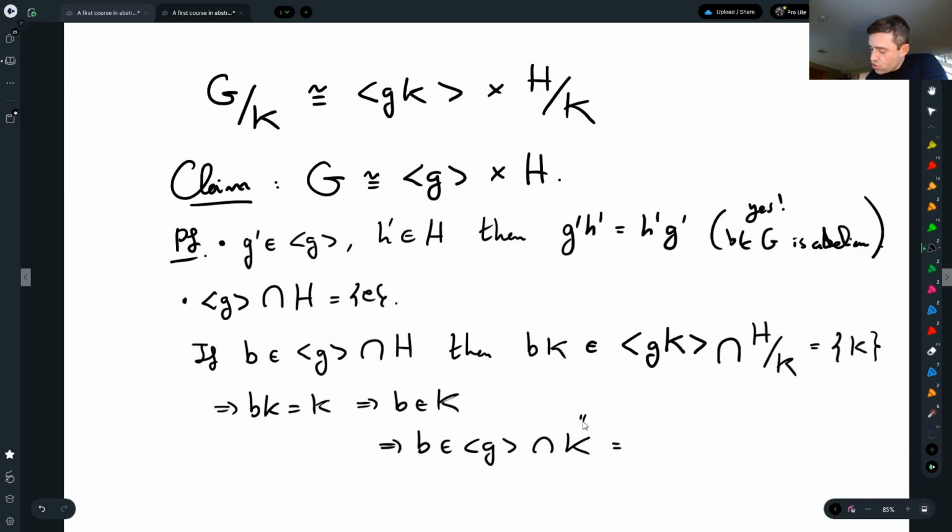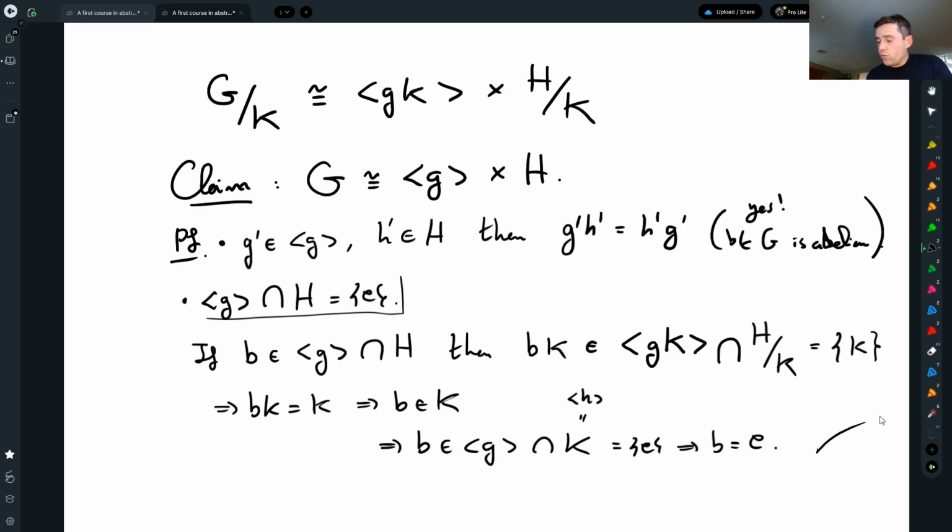Remember, K was generated by some element H, and we picked this K to be disjoint from the subgroup generated by G. So this was the identity, and therefore B is the identity. And therefore, this is true. So we've proved that. Great.